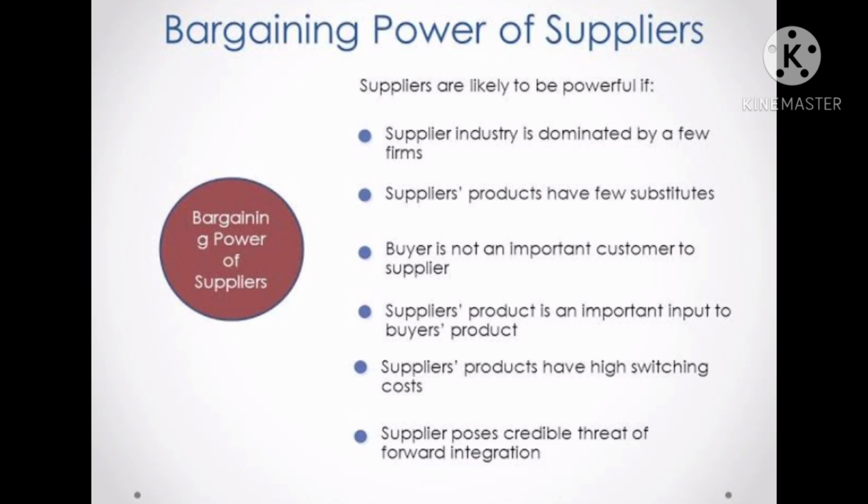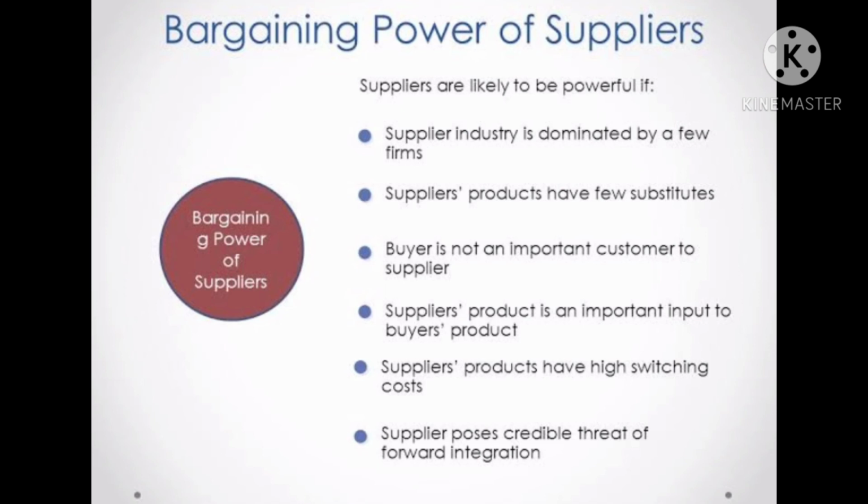Suppliers' products have a few substitutes. For example, if you are making a car, and if MRF tires prices are more and they are not able to supply for the cost what you have asked, there are plenty of other companies who come into the picture and who are ready to supply for you. So this is how suppliers' products also have few substitutes.